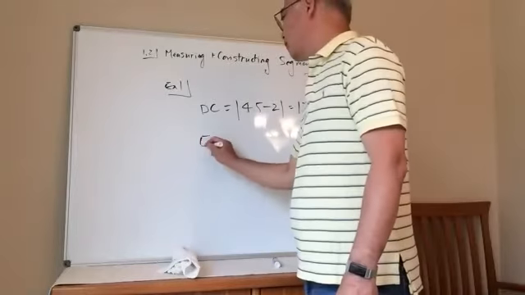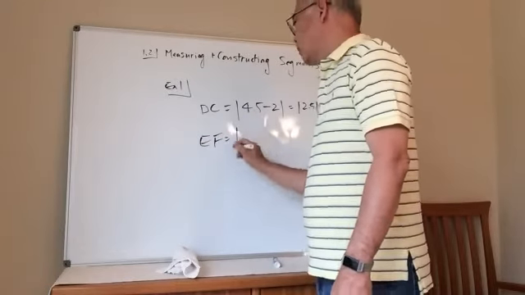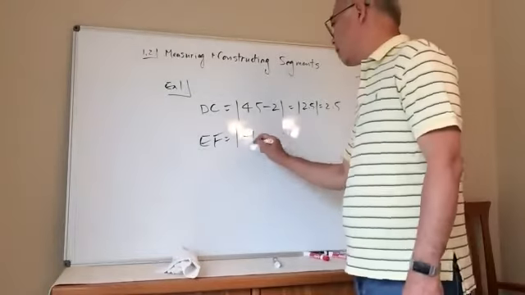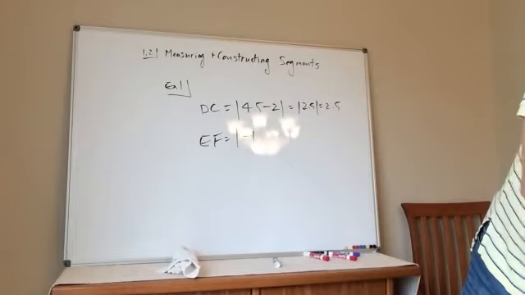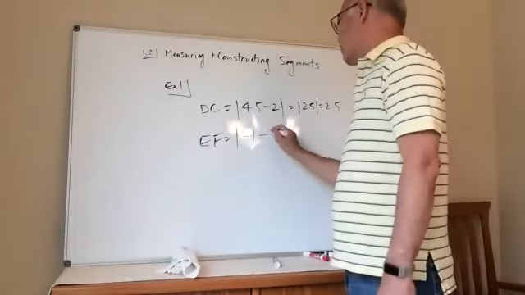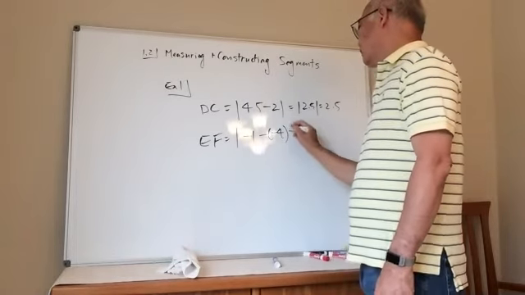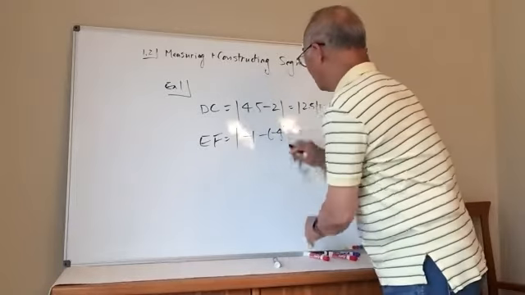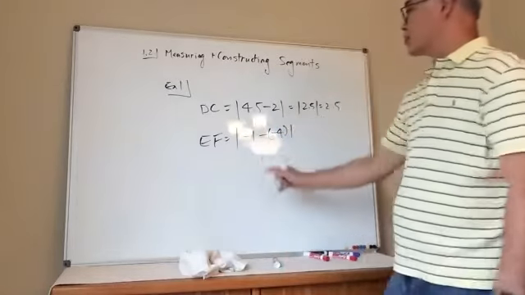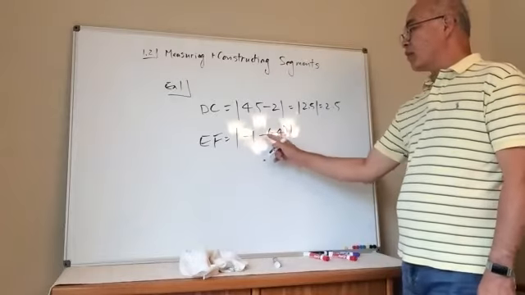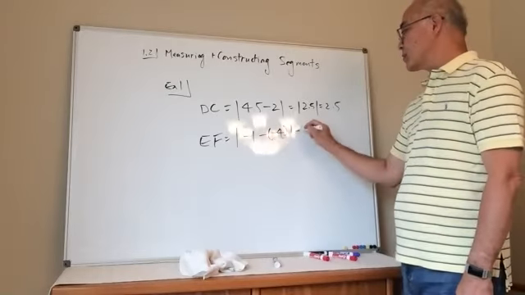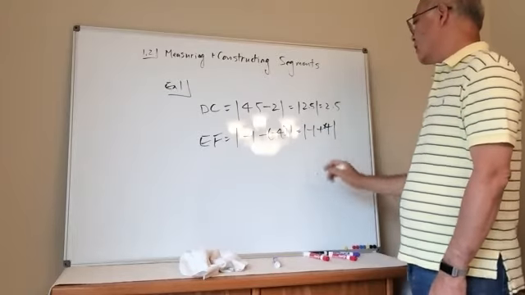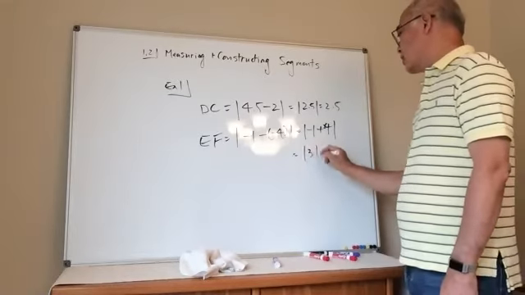EF. F was what? F was -1. Then E was -4, so -1 minus -4, absolute value. For absolute value, so negative, negative here, what does that become? That becomes positive, correct? So this is the same as -1 plus 4, which is 3.